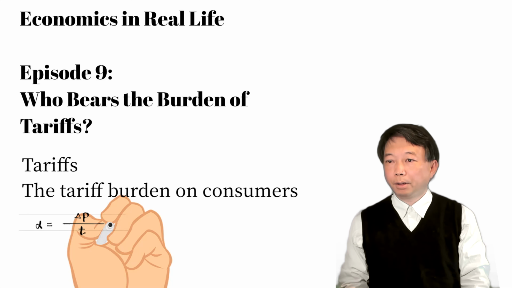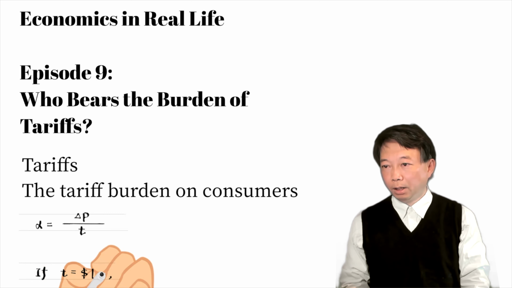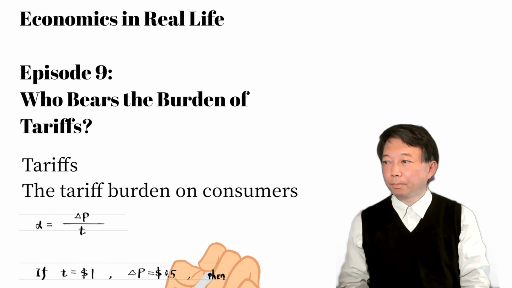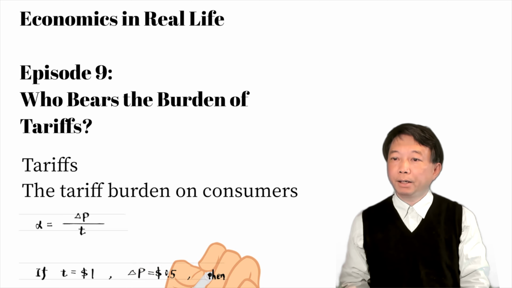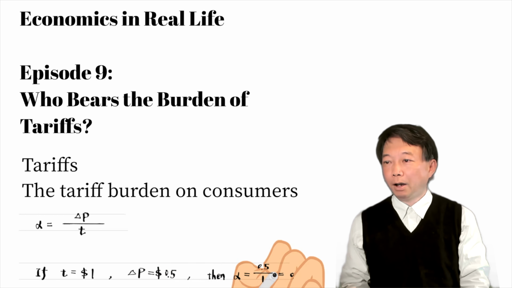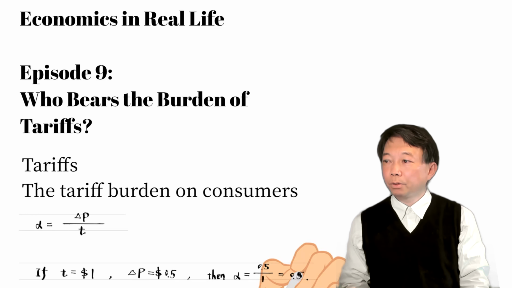For example, if a tariff of $1 is imposed on an imported good and the market price of that good rises by 50 cents, meaning that consumers have to pay 50 cents more, then the tariff burden on consumers, alpha, is 0.5, indicating that half of the tariff is passed on to consumers.